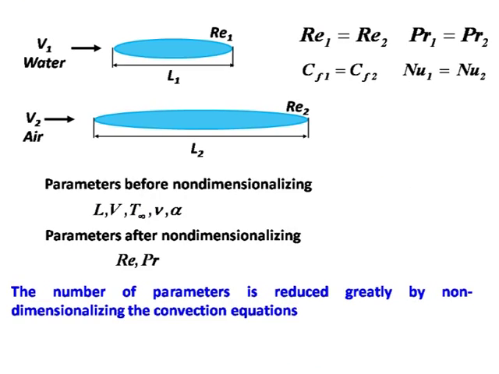When Reynolds number, what is this used? Why is this done? This is essentially done because non-dimensionalization gives me this freedom of collapsing multiple variables L, V, T infinity, nu, alpha into two simple non-dimensional numbers, Reynolds and Prandtl number. That is why we are interested in non-dimensionalization.